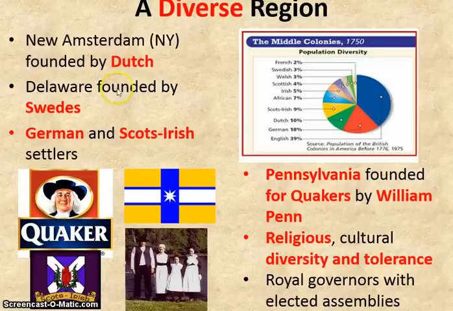New Amsterdam was founded by the Dutch and was taken over and became New York. Delaware was founded by the Swedes, so both of these populations could be found in the middle colonies. They also had a number of German and Scots-Irish settlers move to this area.